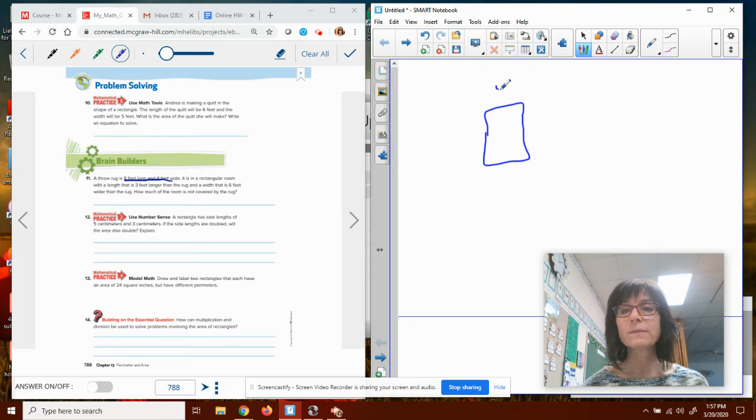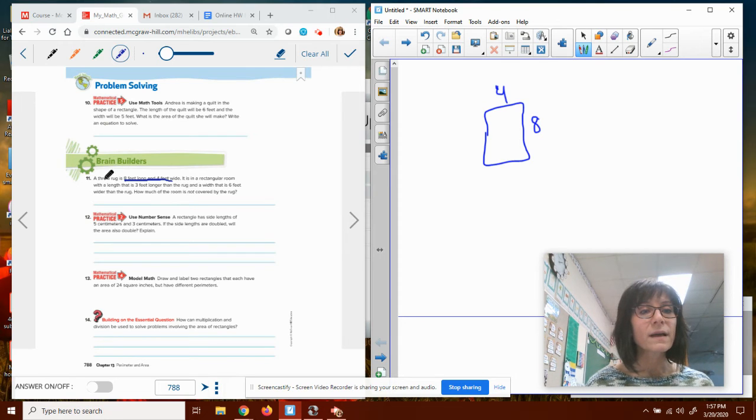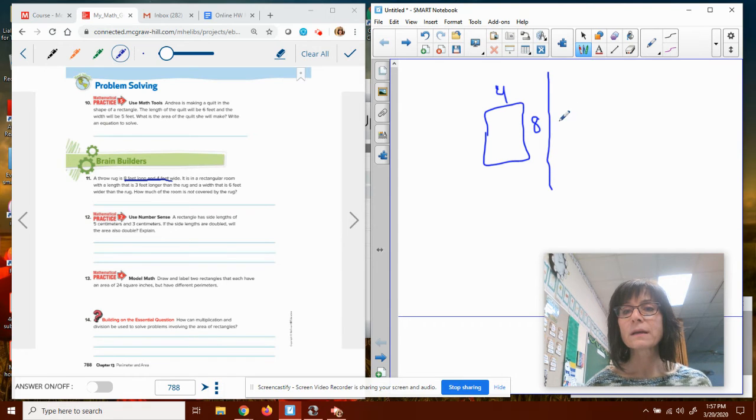This is 4 feet, and by 8 feet. And then I'm going to draw a picture of it in a rectangular room with a length that is 3 feet longer than the rug and a width that's 6 feet longer. Okay, so if it's 3 feet longer, that's going to be 8 plus 3. So we know 8 plus 3 would equal 11. So there's my room. Let's put 11 feet on this side too.